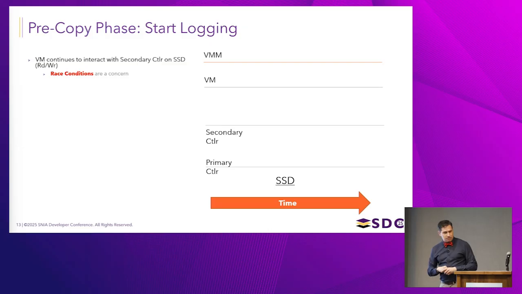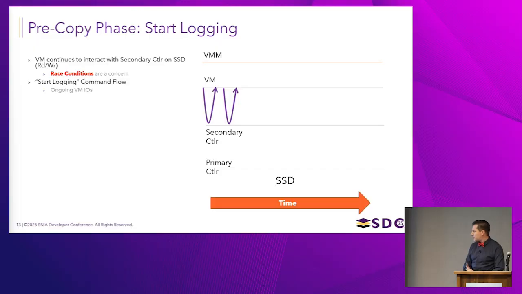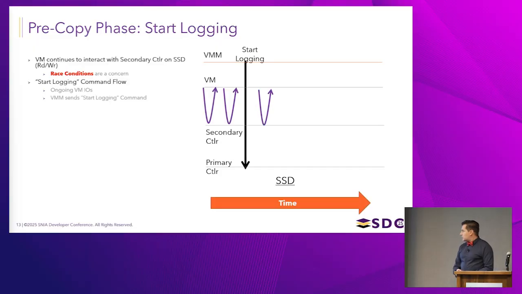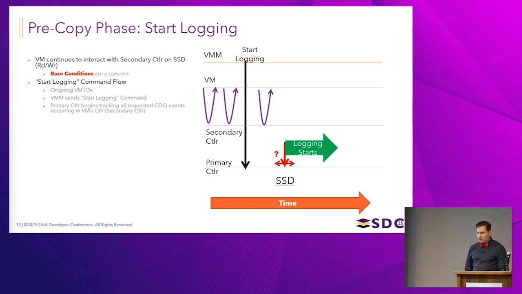We start with a pre-copy phase, with the starting of the logging here. Race conditions are a concern, and the live migration TP is resolving them. It's allowing the VM to continue to operate. The start logging command comes in from the parent, the VMM, and eventually that drive is going to begin doing the logging. We don't know precisely when it'll start logging relative to the VM's ongoing activity. It's allowed to do any interactions.